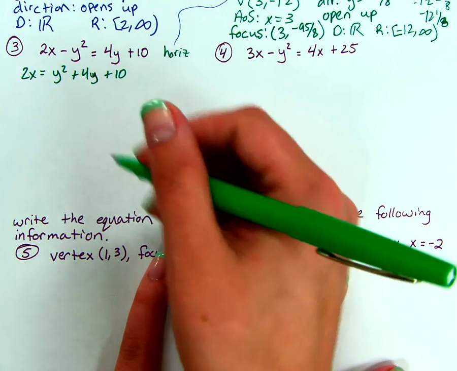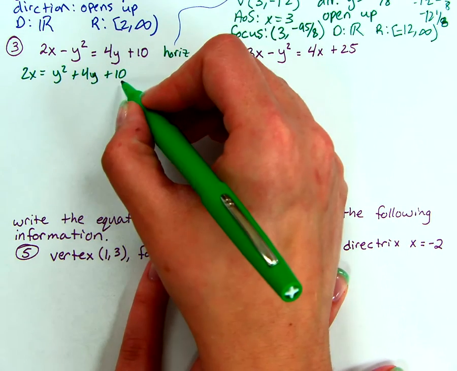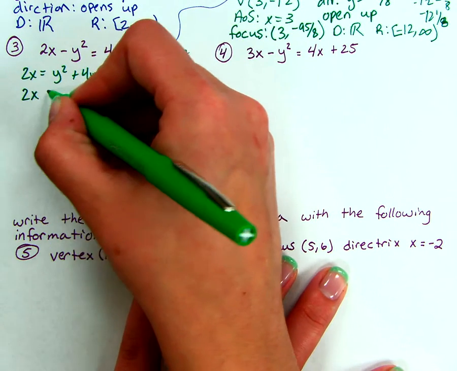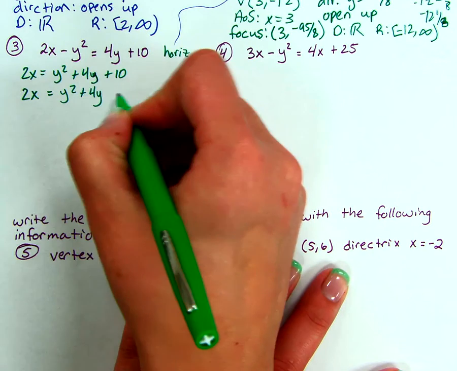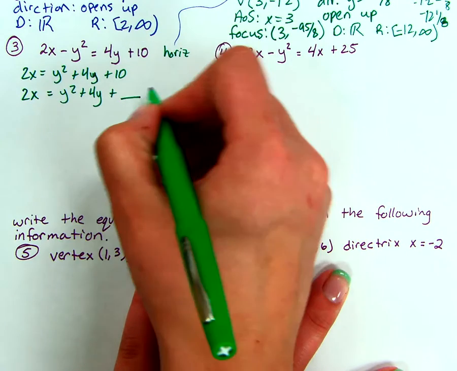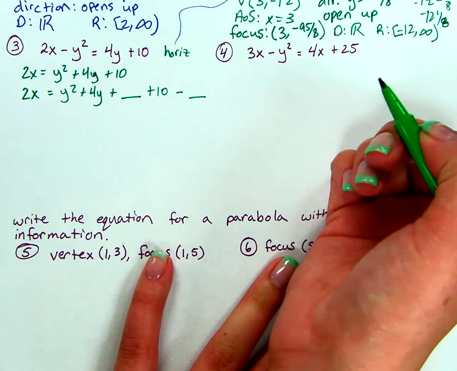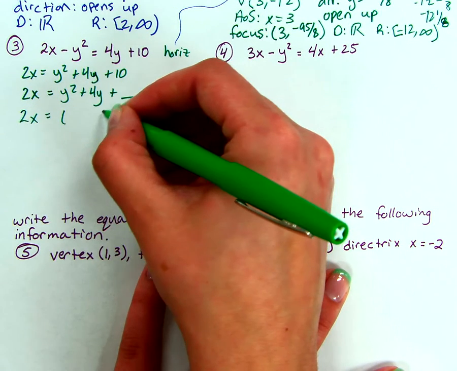and then we'll divide it over after we complete the square. Okay, so again, we're going to leave space between our linear and constant term, and then add 1 at the end. So 2x equals y squared plus 4y plus, and then leave a space, plus 10, and then we're going to subtract that same number.